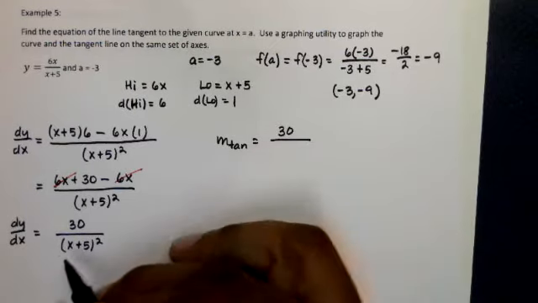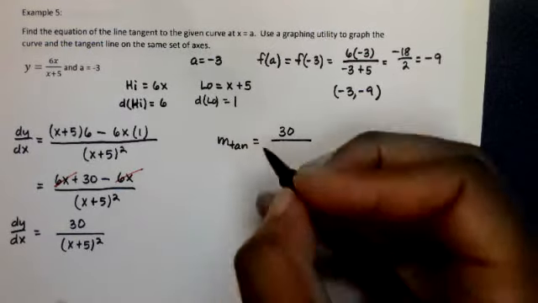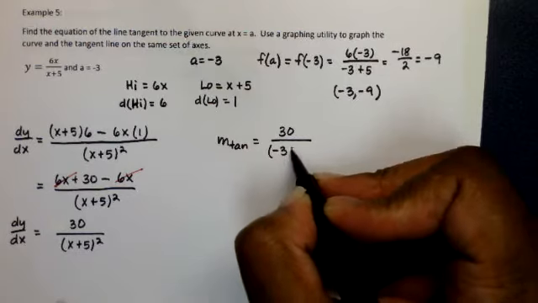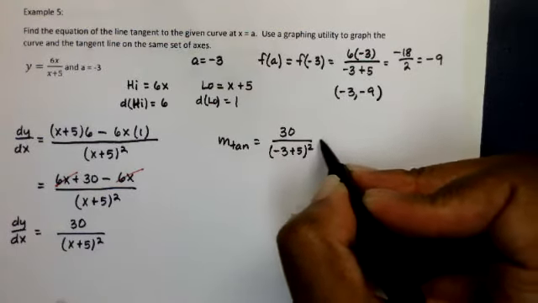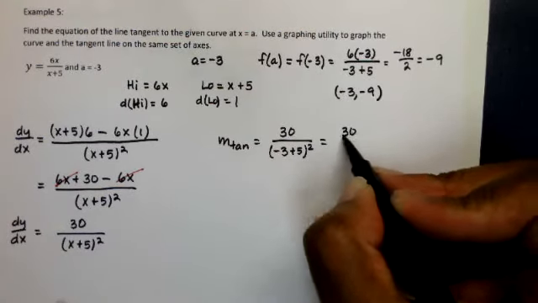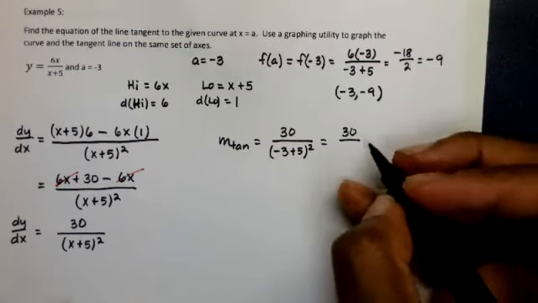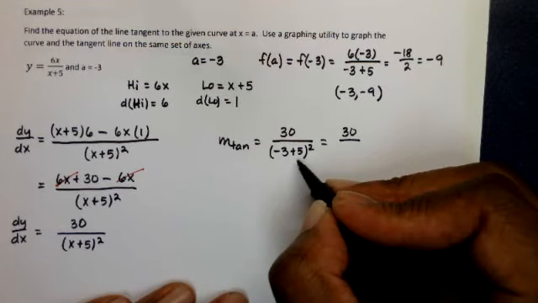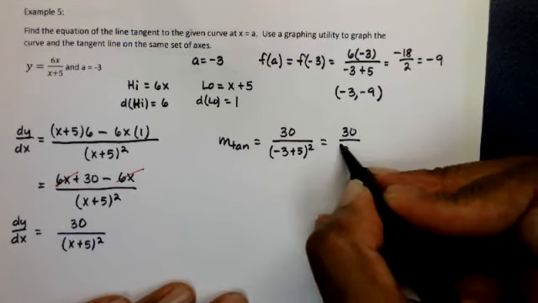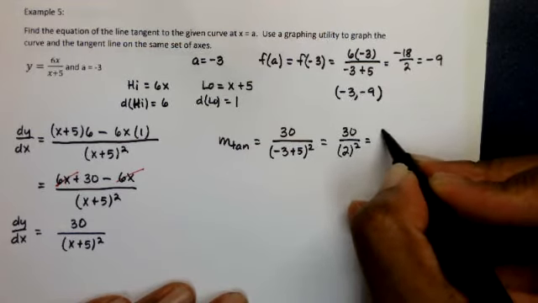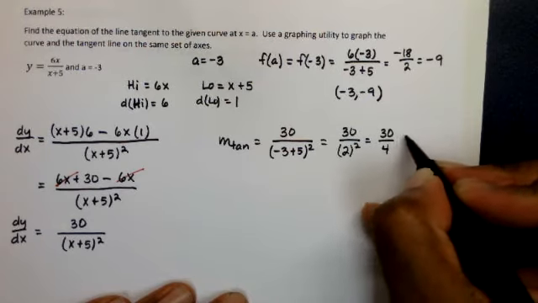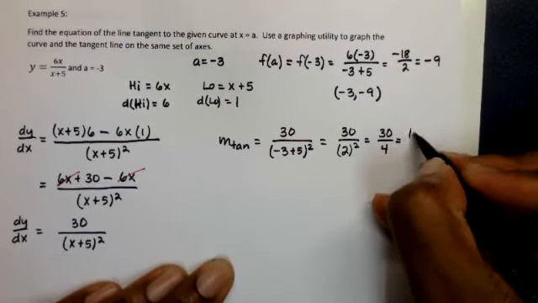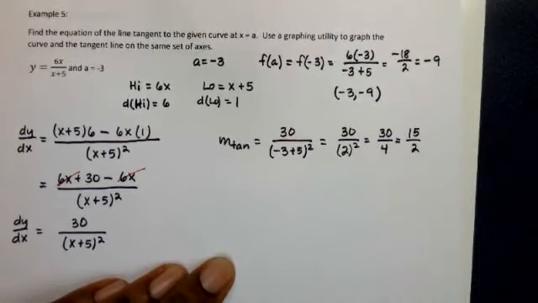Take the 30 over, my x in this case is negative 3. So it'd be negative 3 plus 5 quantity squared. Now, negative 3 plus 5 will be 2, and 2 squared would be 4. So I'll have 30 divided by 4, and if I wrote that in simplest form, it will be 15 over 2. Just divide the numerator and the denominator by 2. So the slope of that tangent line would be 15 over 2.